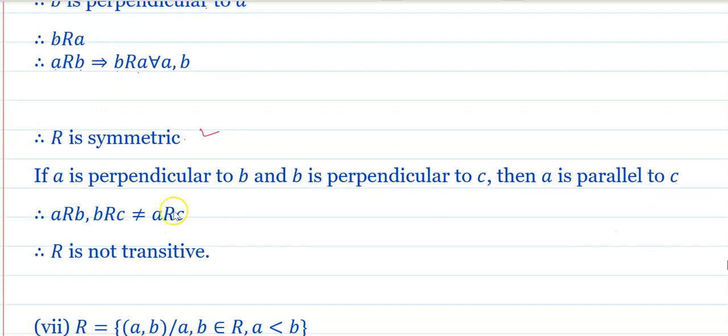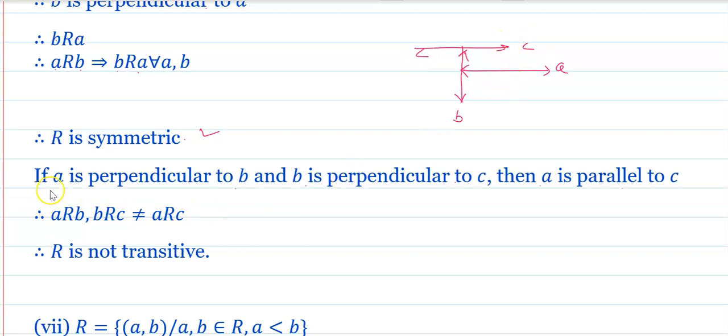Next, if A is perpendicular to B and B is perpendicular to C, then A is parallel to C. If I take a line like this as A, and A is perpendicular to B, this is B, then B is perpendicular to C. Then I will draw another line C. It means that A and C are parallel.